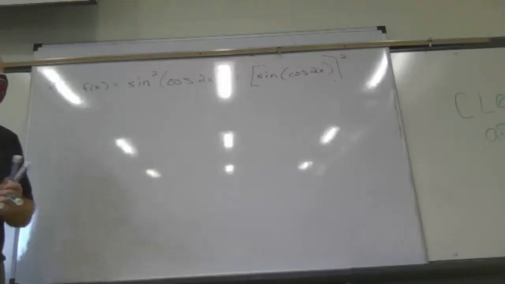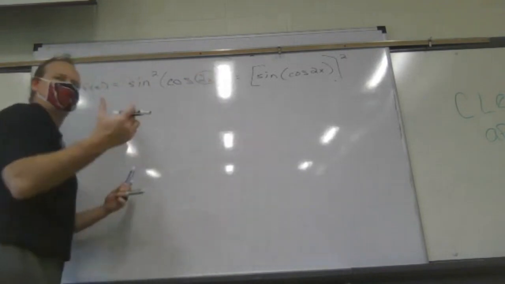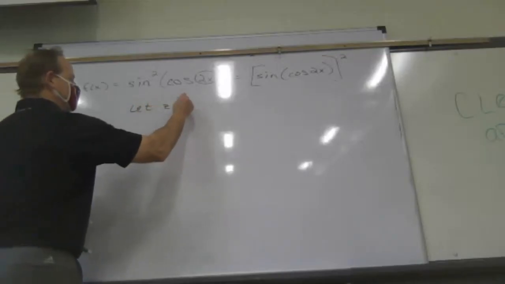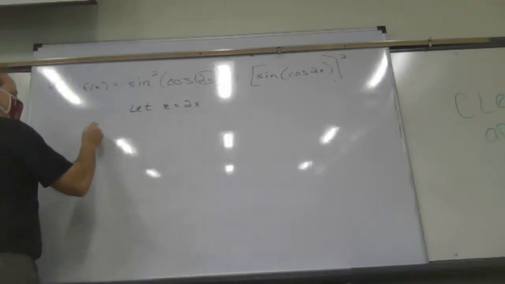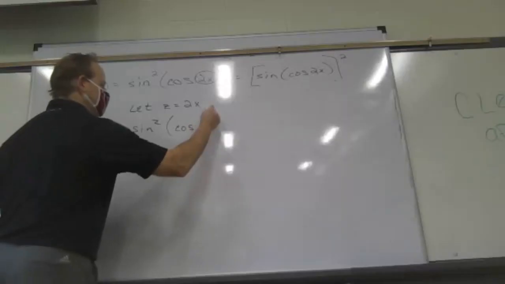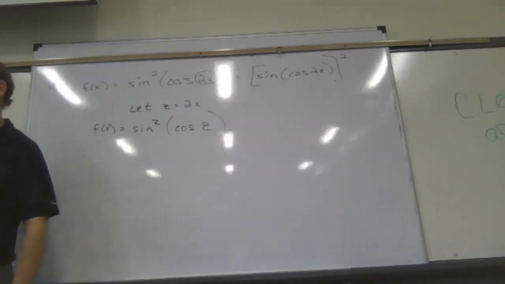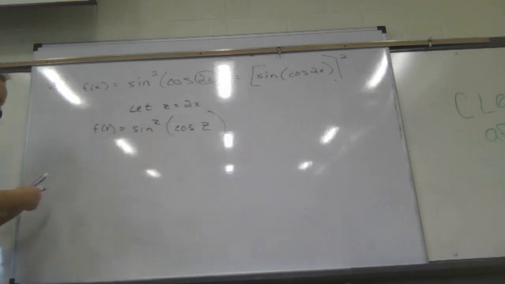So let's go back to that dummy variable stuff. And instead of cosine of 2x, wouldn't it be nice to let that be something else? Okay, so z, sure. So let z equal 2x, okay? And then if I did that, what would I have? I'd have f of x equals sine squared of cosine z, right? Is that better? Is that easier on the eyes? It is, right? But it's sine squared of something, so now what could I do?